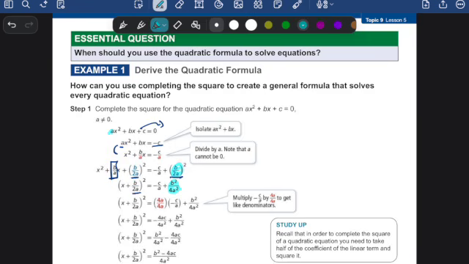Okay. Now we want to have common denominators so we can add these two terms together. So that means we need to multiply by 4a over 4a so that we have a common denominator. We're multiplying by 1, essentially. So we multiply our constant, negative c over a, by 4a over 4a. Now we have a common denominator, 4a squared and 4a squared. We can combine those now.